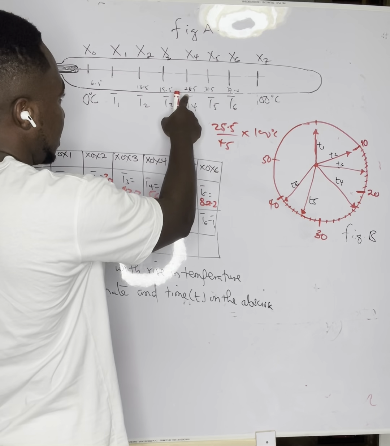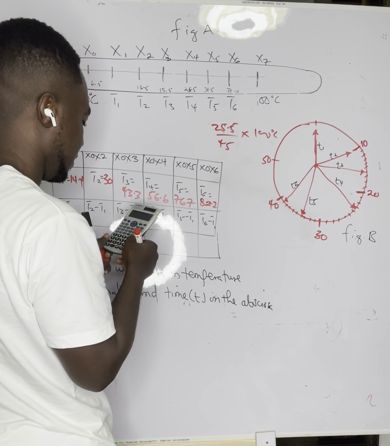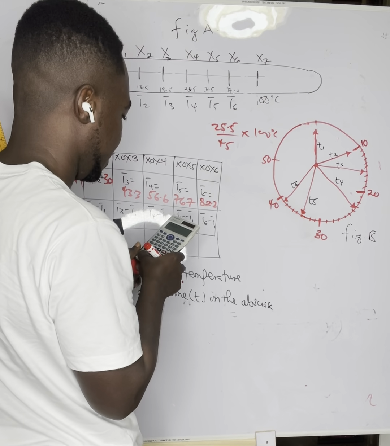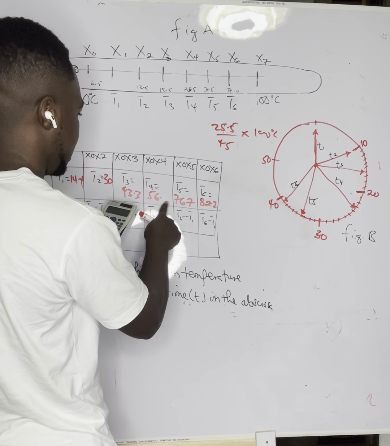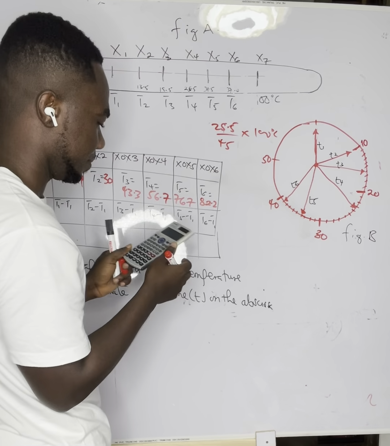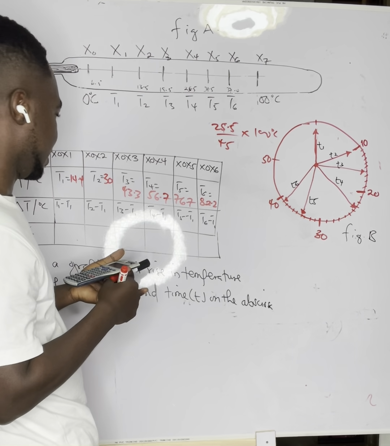Let's do T4 again. It seems there's an error. 25.5 divided by 45 times 100 is 56.67, so 56.7. That will give you your corresponding temperature reading.